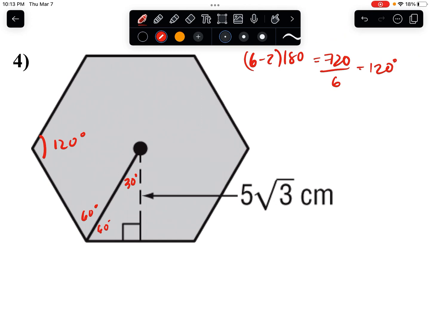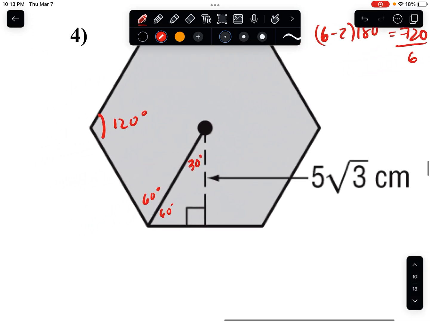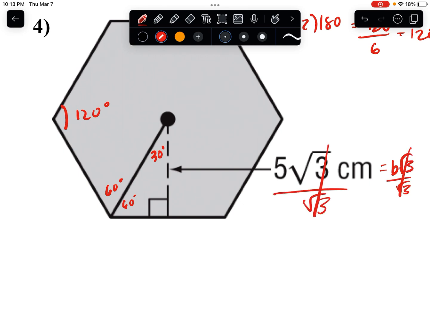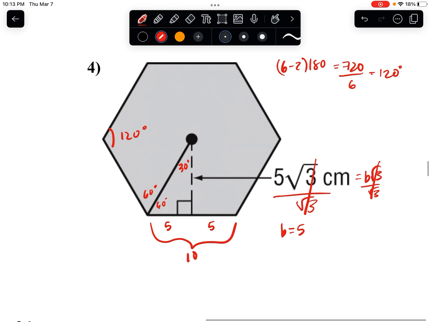Hexagons are beautiful because we end up with 30, 60, 90 every single time, working with regular hexagons anyway. Notice that the apothem is the b root 3 side, so we could say this is equal to b root 3, which means if we divide both sides by root 3 to get this by itself, the root 3's cancel out, and b is equal to 5, which is great because then we have a side of 5, which means the full length is equal to 10. Since it's regular, all sides are congruent, so that means the perimeter is equal to 60 centimeters.